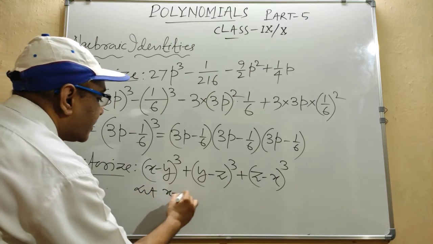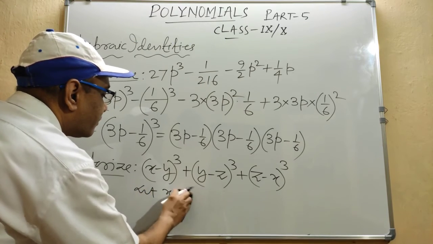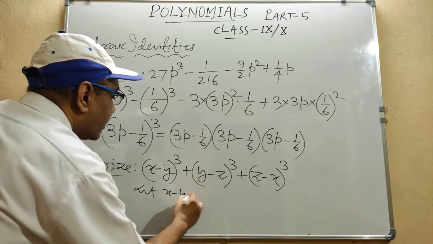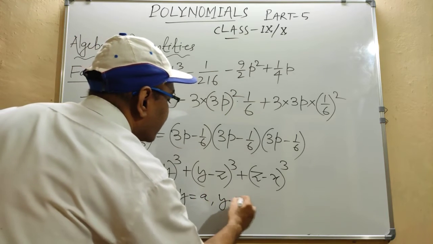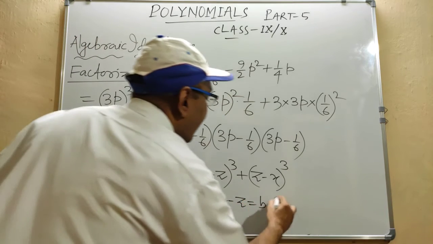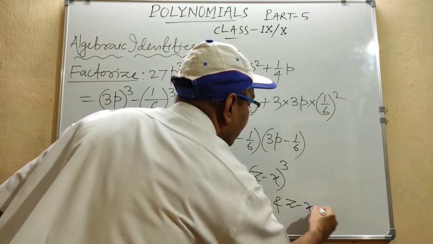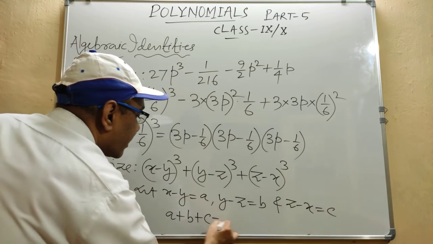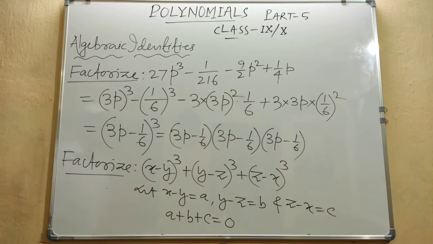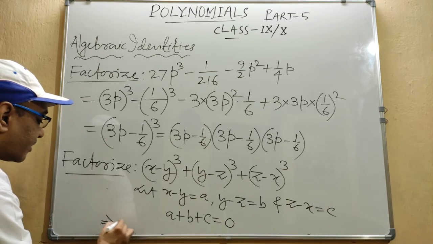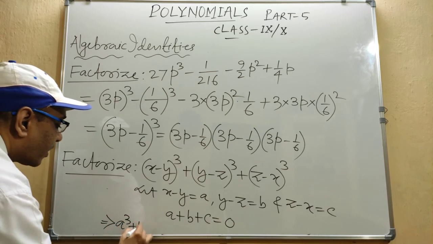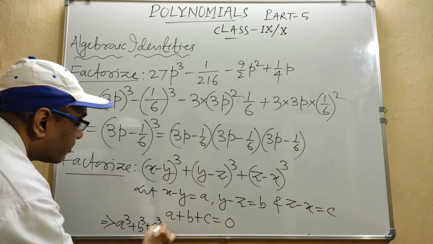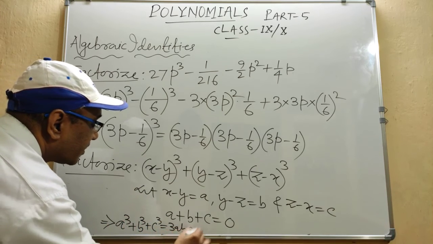लेट x माइनस y equal to a, y minus z equal to b, and z minus x equal to suppose c. Then you will find a plus b plus c. तीनों को ऐड कीजिए, सब कट जाएगा, 0 हो जाएगा. And a plus b plus c equal to 0. Then this implies a cube plus b cube plus c cube can be written as 3abc.